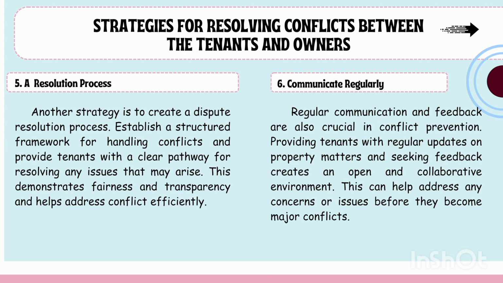Sixth is communicate regularly. Regular communication and feedback are also crucial in conflict prevention. Providing tenants with regular updates on property matters and seeking feedback create an open and collaborative environment. This can help address any concerns or issues before they become major conflicts. Maintaining regular communication and seeking feedback from tenants help to foster an open and collaborative atmosphere. By keeping tenants informed about property-related matters and encouraging them to share their thoughts, landlords can address any concerns or issues early on, preventing them from escalating into major conflicts.